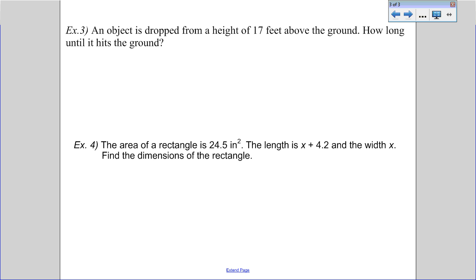All right, an object is dropped. This is pretty key here because when I'm dropping, ladies and gentlemen, I'm not putting any force behind it. So if I wanted to drop a book off the top of the building and see how far it lands, if I wanted to drop a student off a cliff, I would not have any initial velocity. So we're using basically the same equation. You're just missing that middle term of v sub 0 t. We're dropping them from a height of 17 feet above the ground. How long till the object hits the ground?